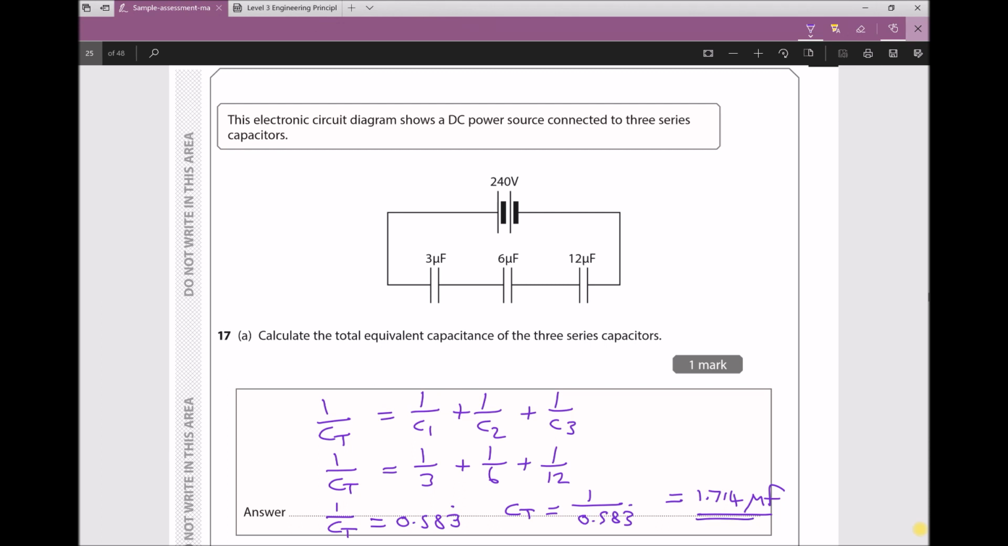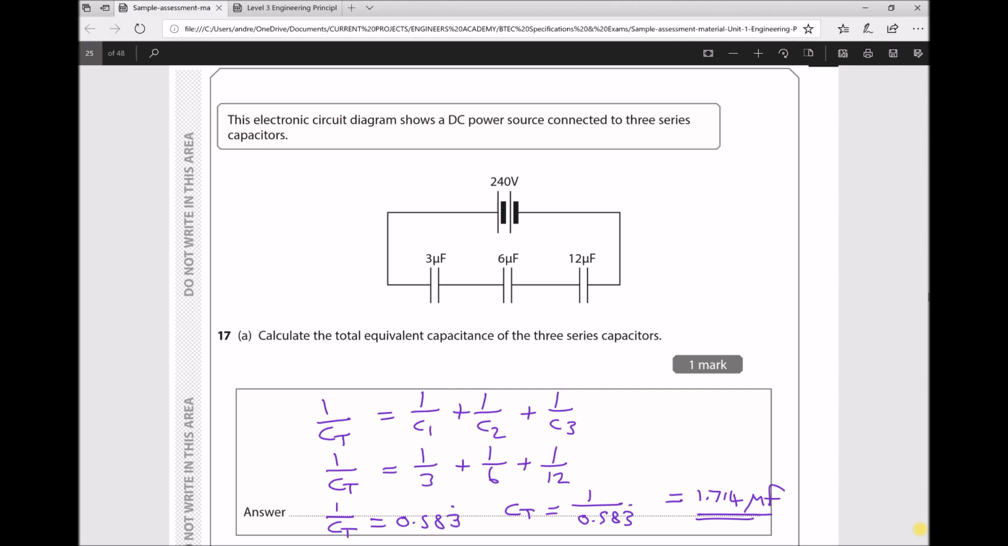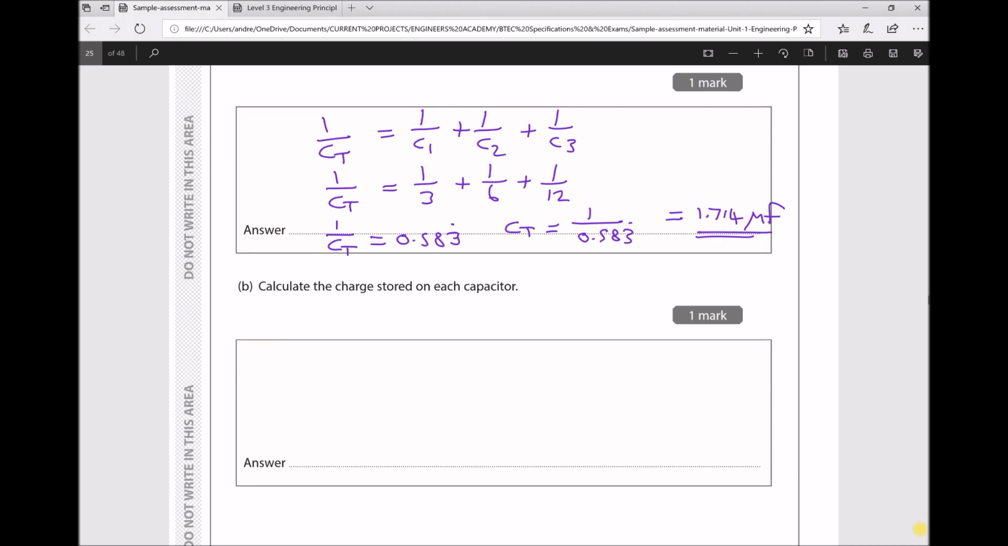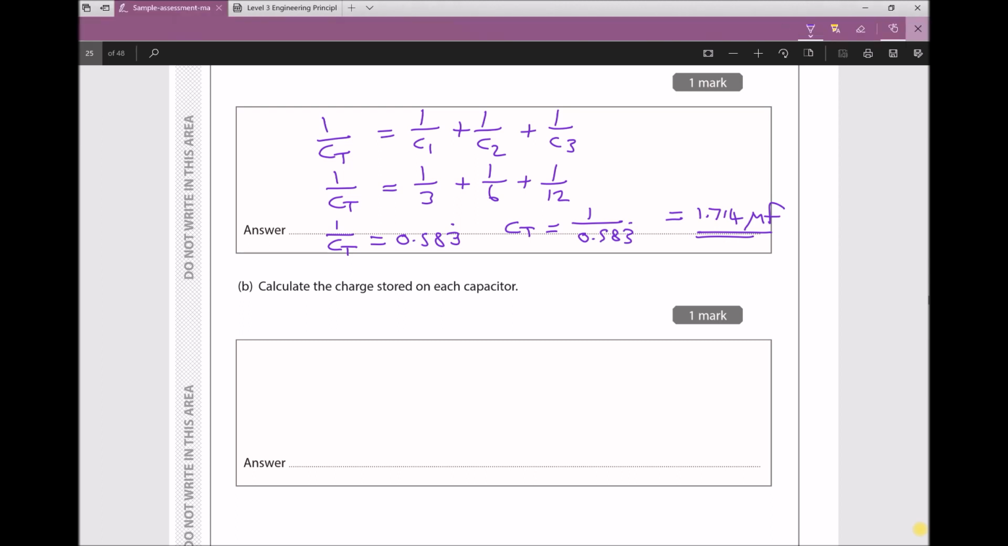So we've completed part A of question 17. Let's move on and look at part B. Now, part B is referring to the same circuit, and it asks us to calculate the charge stored on each capacitor. Well, we have an equation for capacitors that states Q equals CV, or charge equals capacitance times voltage.